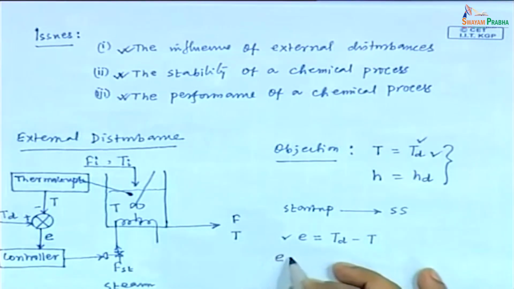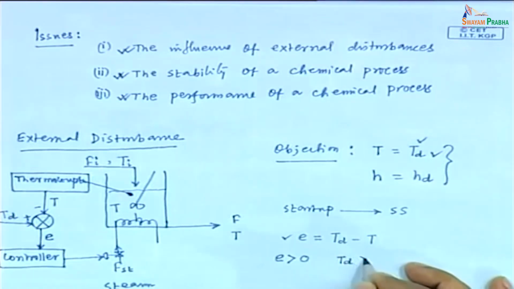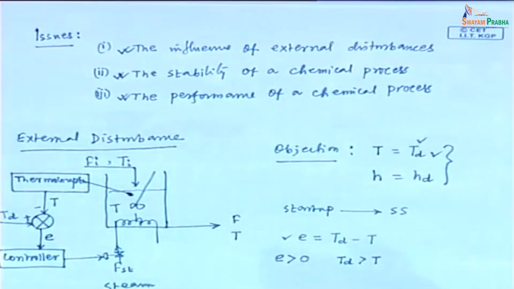Now, suppose error is greater than 0. This is the first case. Error is greater than 0. It means Td is greater than T. That means the desired temperature is higher than the temperature that exists in the liquid system. So, what is required of the controller? Yes, the controller will increase the Fst. So, it is required to increase the steam flow rate. That means more steam is required to flow through the control valve.